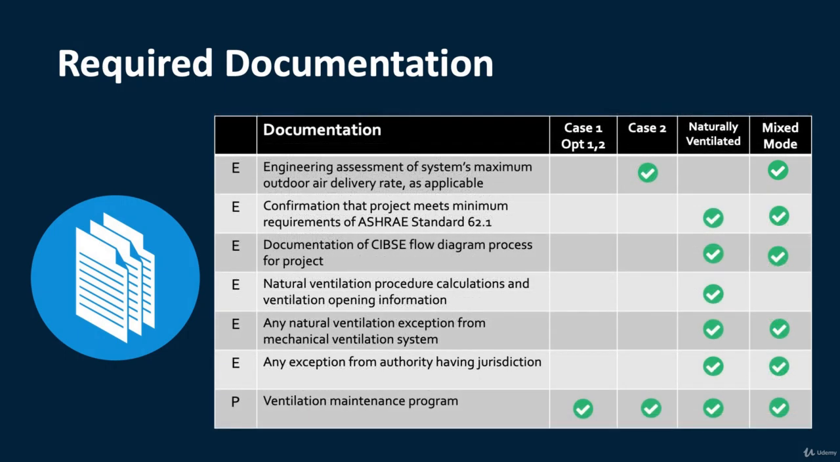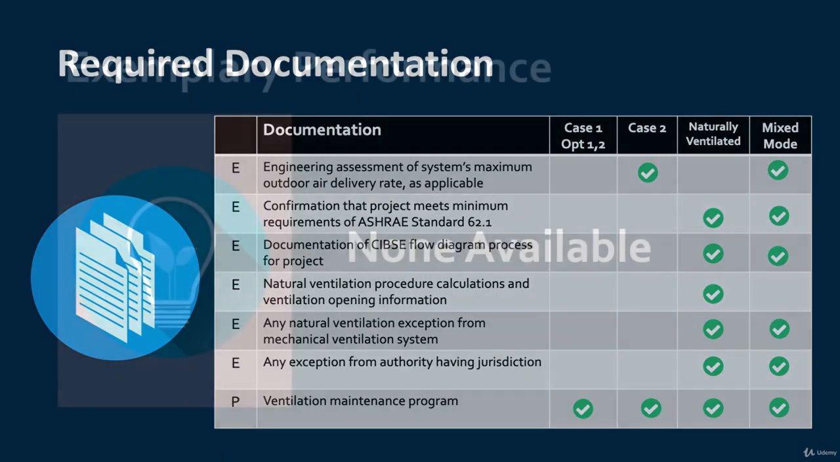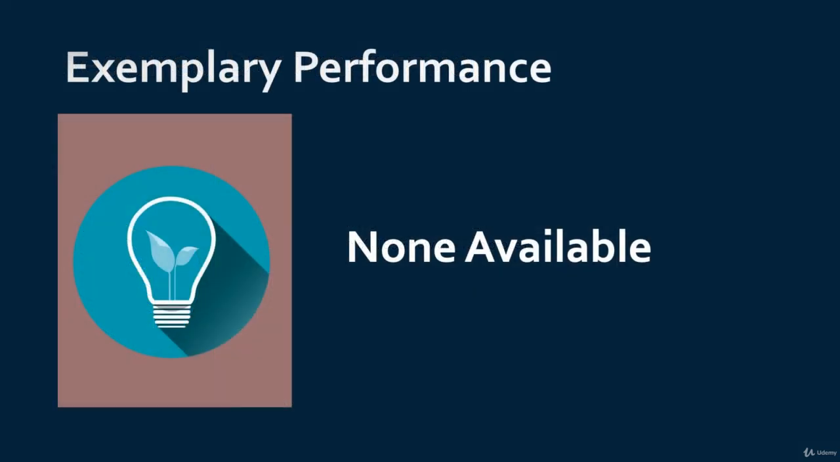Where required, provide an engineering assessment of the system's maximum outdoor air delivery rate, confirmation that the project meets the minimum requirements of standard 62.1, documentation of the CIBSE flow diagram process for the project, and natural ventilation procedure calculations and ventilation opening information in case of natural ventilation. Any natural ventilation exception from the mechanical ventilation system should be provided, as well as any exception from the authority having jurisdiction, and documentation about the ventilation maintenance program for all options. This is a prerequisite, and no exemplary performance is available.